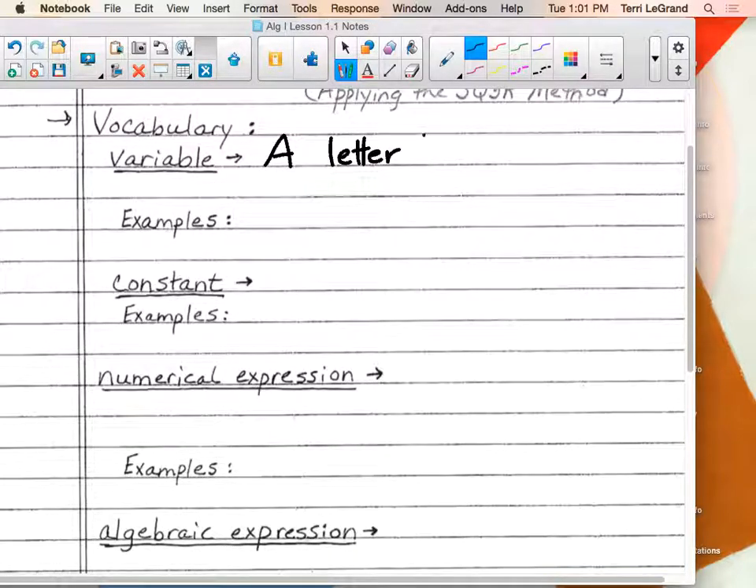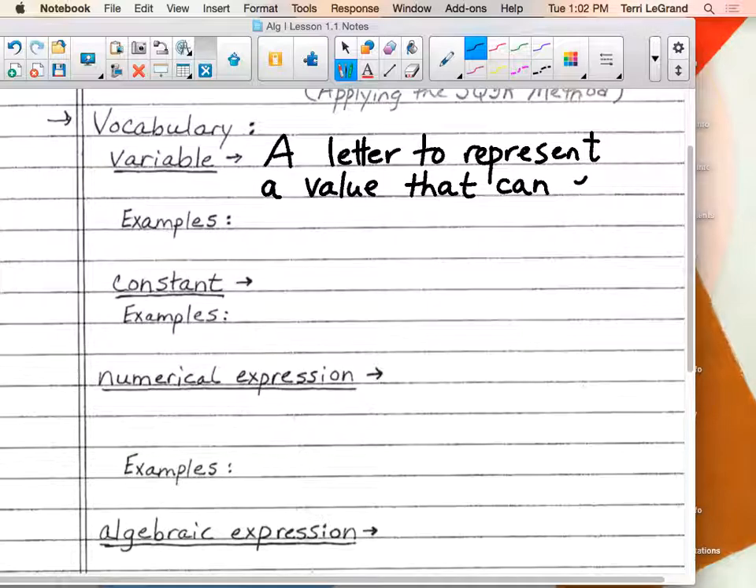to represent, to stand in for, whichever way you want to write it. A letter to represent an unknown, or let's say it like this, a value that can change. In other words, X is not always going to be the same in every expression. X is not always going to be the same in every equation. When we substitute X in, X can be a value that changes. It's according to what the situation is.